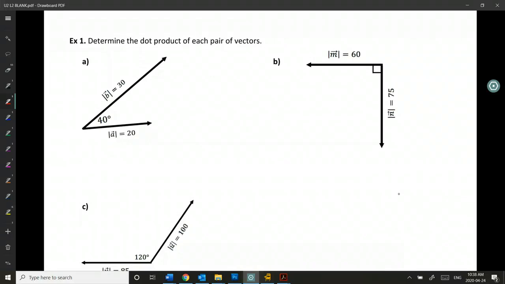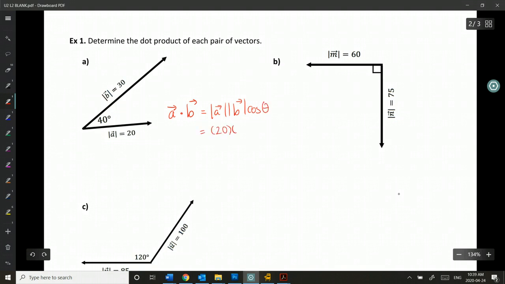Okay, so we are going to use our formula to determine the dot product of each of these vectors here. So remember, grab your calculator, work along with us, and remember that we want to be in degree mode. So here A dot B is going to be equal to the magnitude of A times the magnitude of B times the cos of the angle between them. So this is going to be 20 times 30 times the cos of 40 degrees.